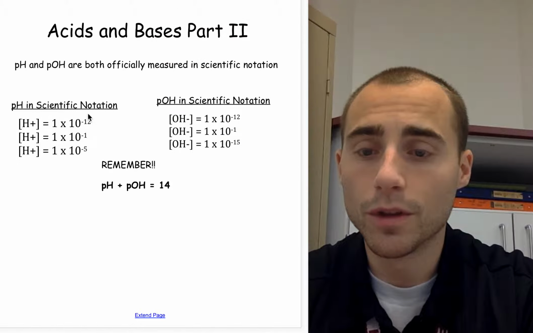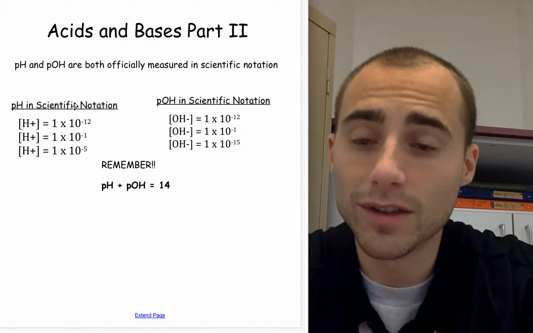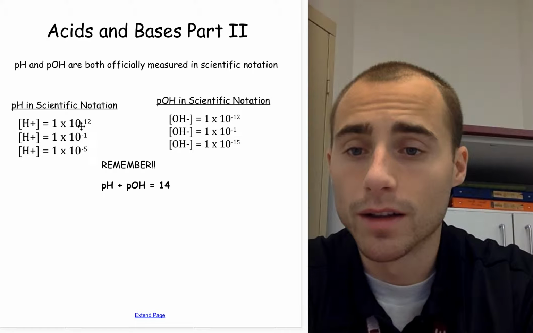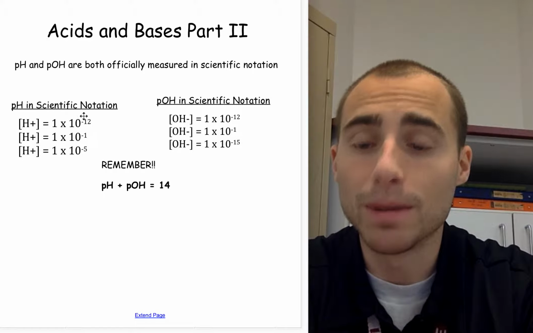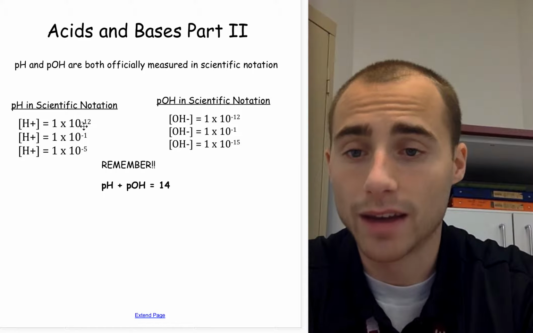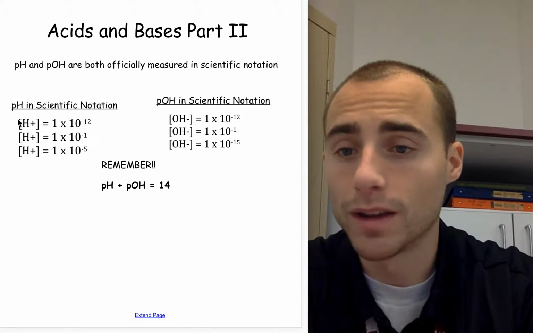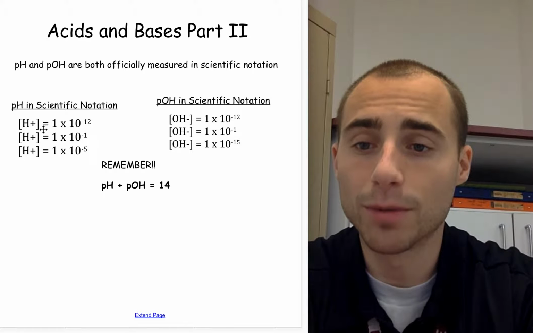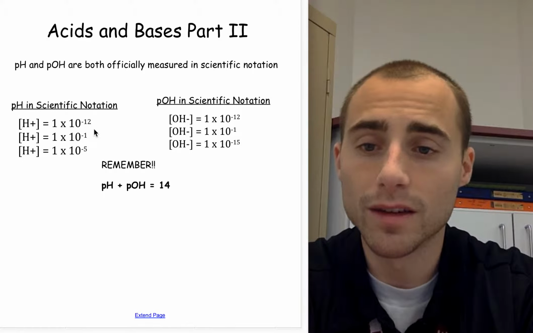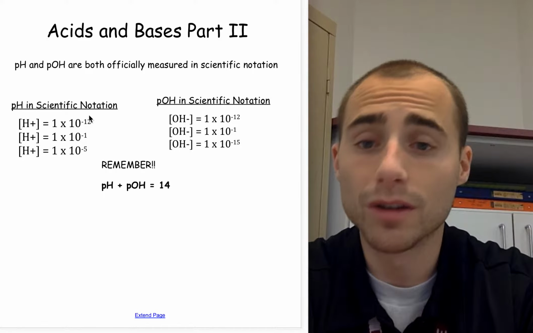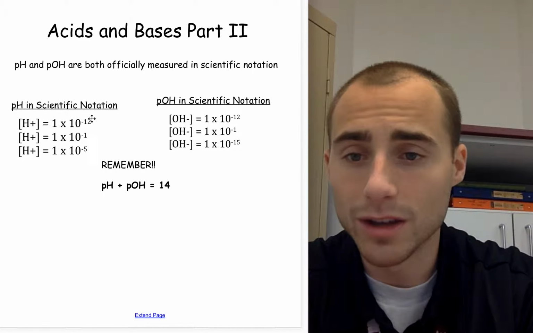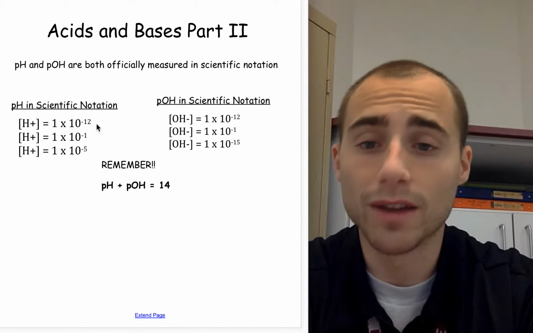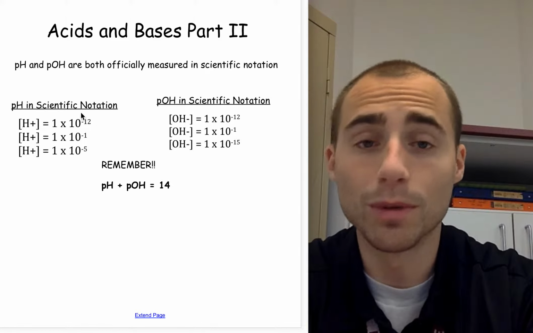So if we look at these numbers in pH and scientific notation, the exponent right here represents the pH of that solution. So if it's pH and we're solving for the H plus ion, you'll just be given this, and you just need to know, and I would label this in your notes, if it's H plus equals, then this exponent equals the pH of that solution. So the pH of this solution would be 12.